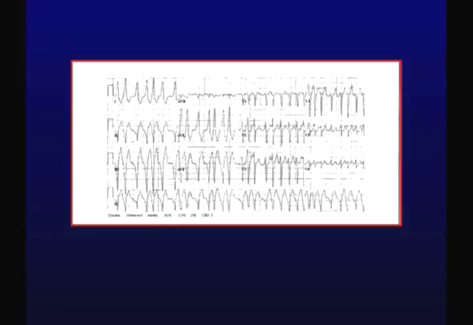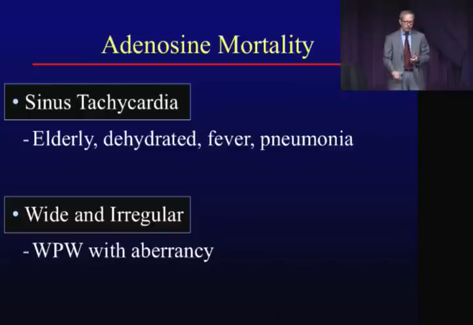Adenosine is safe in monomorphic wide complex. If you have irregular, if you have funny-looking beats that aren't the same, do not give it. If they're in atrial fibrillation with aberrant conduction, you can kill them with adenosine. So the two groups of people that I want you to remember is the following. Wide and irregular, or if they have sinus tach. Be careful in those two.